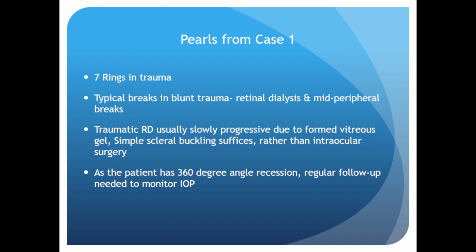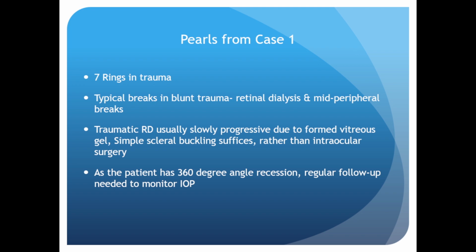Next person, can you tell me the 7 rings of trauma? Iris sphincter tear. Then we have iridodialysis. Then cyclodialysis, trabecular meshwork injury. Then angle recession. Then zonular dialysis and retinal dialysis. Very good. So these are the 7 rings in trauma.